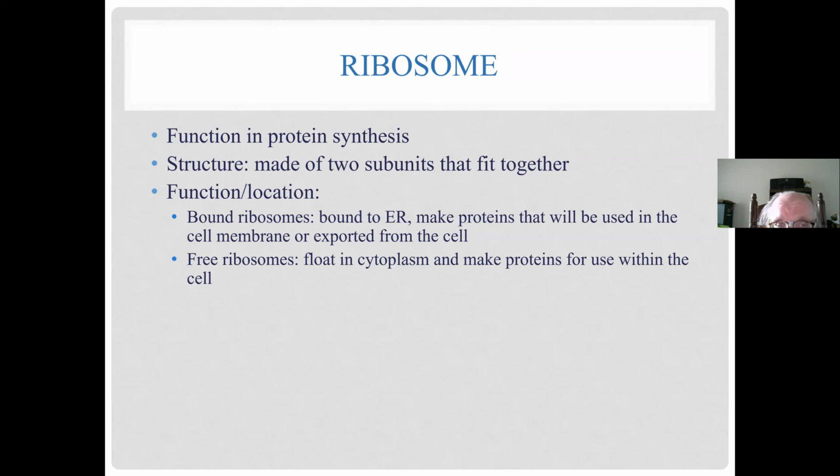If they're bound to the endoplasmic reticulum, that's where proteins are made that are either going to be proteins in the cell membrane or be exported from the cell. If they go out into the cytoplasm as free ribosomes, that's where we're going to make proteins for use inside the cell.